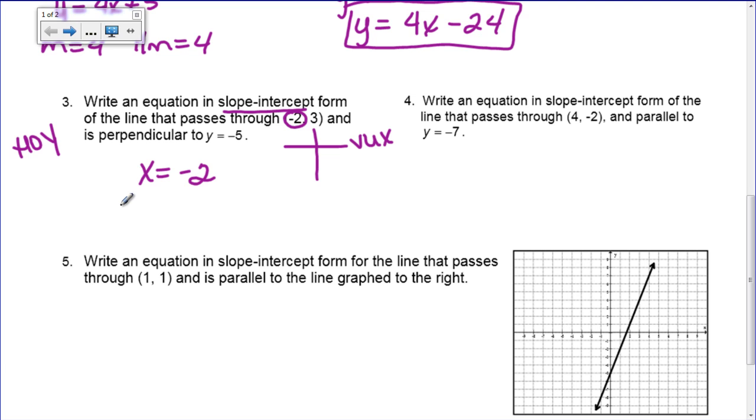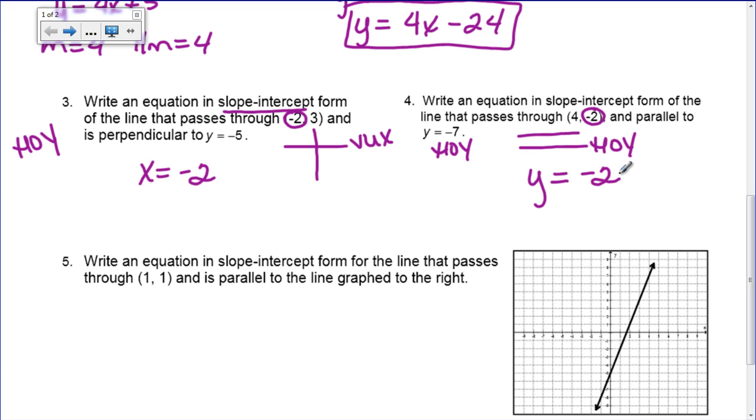So now number 4. We want an equation, again in slope-intercept form, of a line that passes through this point that is parallel to y equals -7. So now what I have is a horizontal line, and in order to be parallel, I need another horizontal line. So now instead of x equals, I'm going to have to write y equals because they should look the same. And if I look at the y coordinate of my point, it equals -2. And so that's how those work.